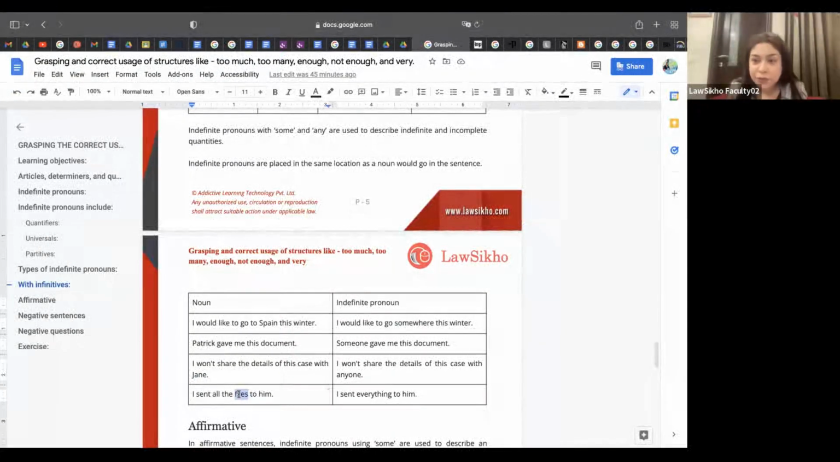Again, because it is a pronoun, you cannot use a noun after that. You cannot say, I would like to go somewhere Italy this winter. Because it is a pronoun, it cannot be followed by a noun. Please keep that in mind. Absolutely incorrect. Before I start with affirmative, questions till here, anyone?